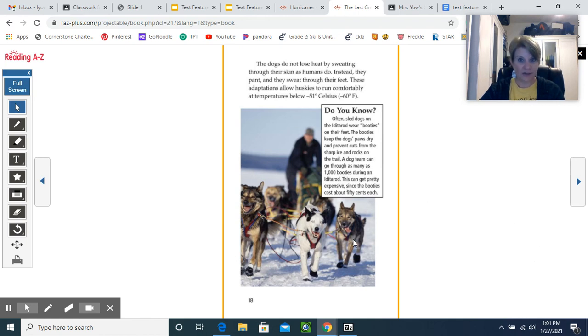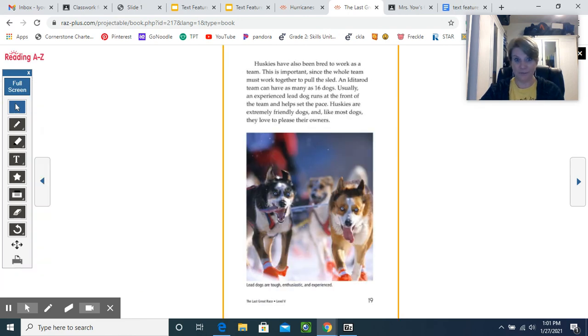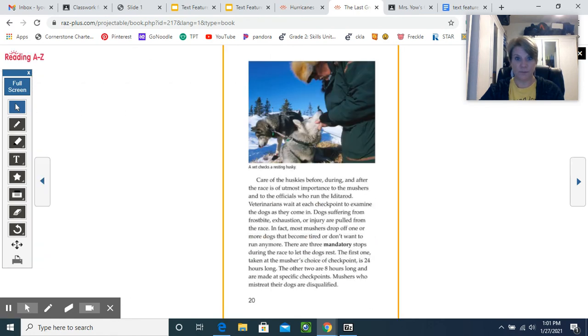Now check this out. This one is a photograph, but it doesn't have a caption. So I wonder if I read the do you know, if that would tell me about what's happening in the photograph. I would have to read it to find out. Okay, another photograph, another caption, another photograph and caption, and here is a bold keyword.